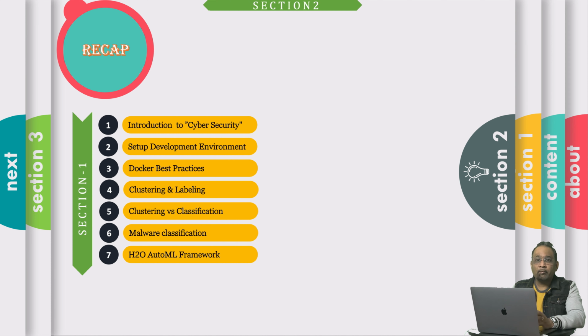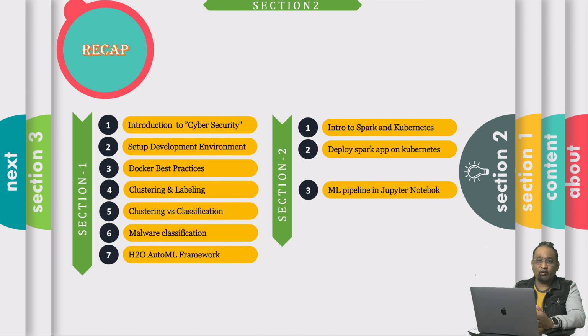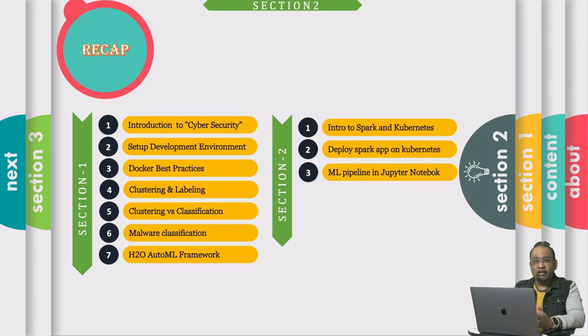A quick recap of what we have covered so far in section 2. First, we briefly talked about the Apache Spark and Kubernetes architecture and discussed the advantages of leveraging Kubernetes as a cluster manager for Spark. Next, we deployed a sample Spark application on a Kubernetes cluster using the Kubernetes deployment object. Next, we created a sample ML pipeline with the help of Apache Spark on Kubernetes.